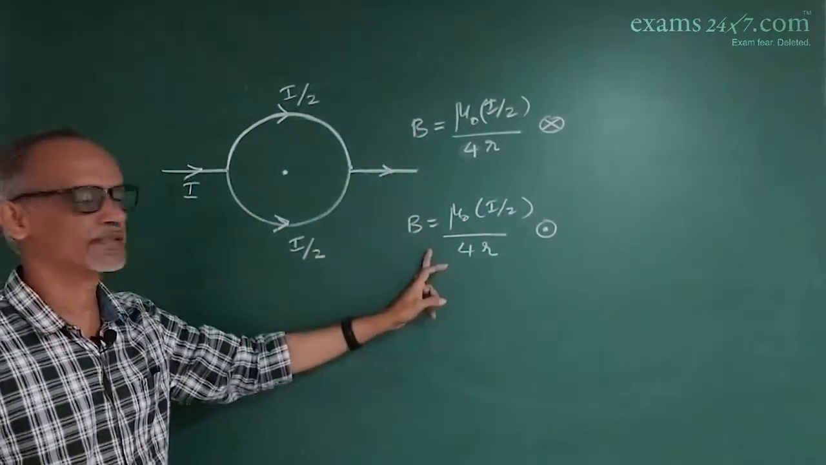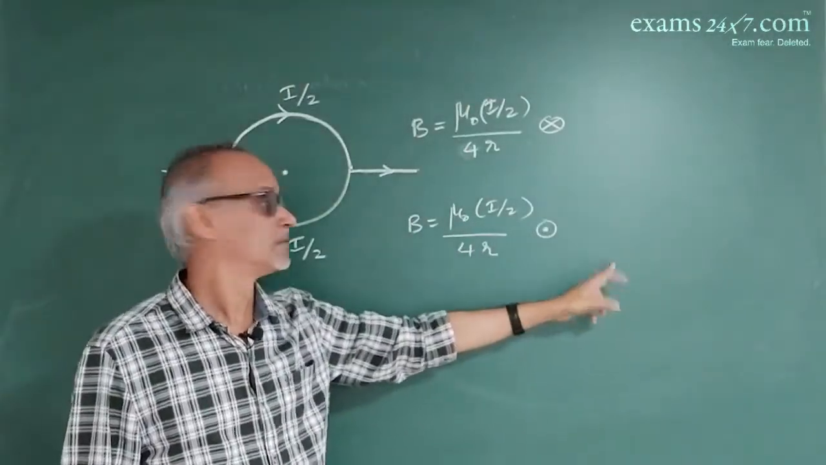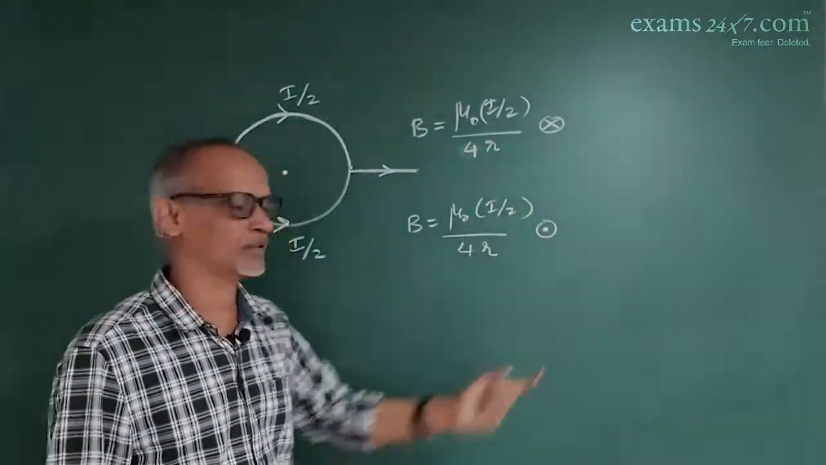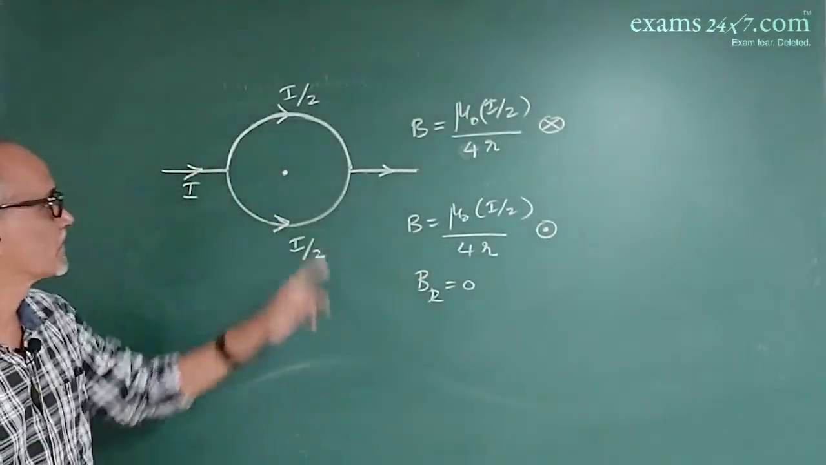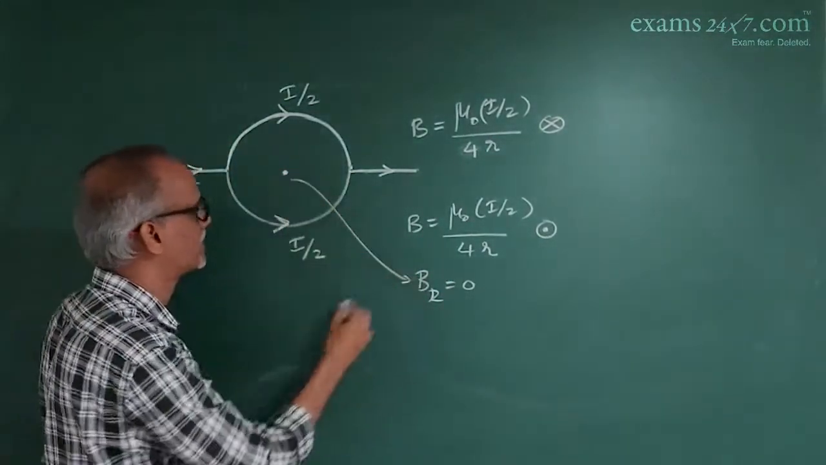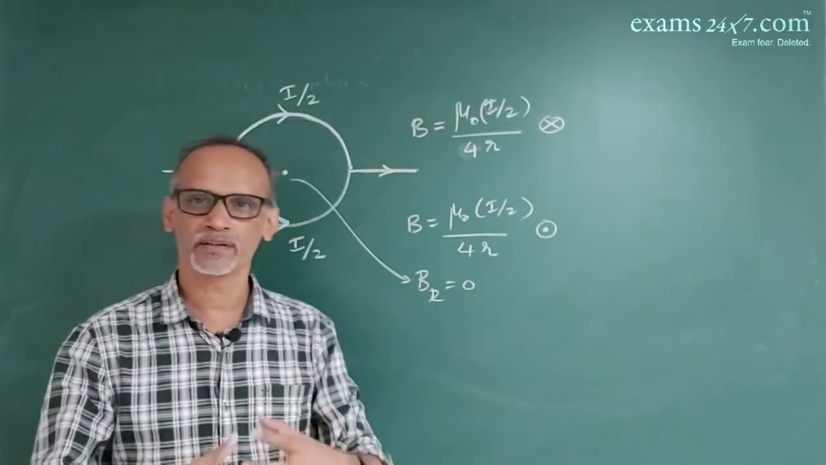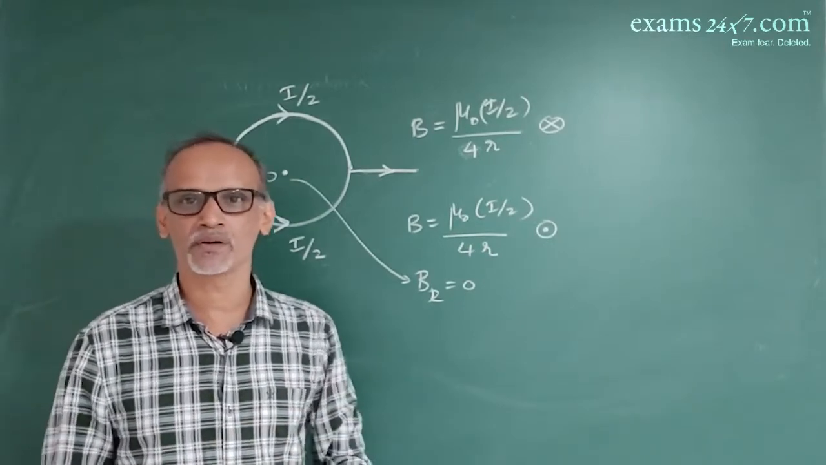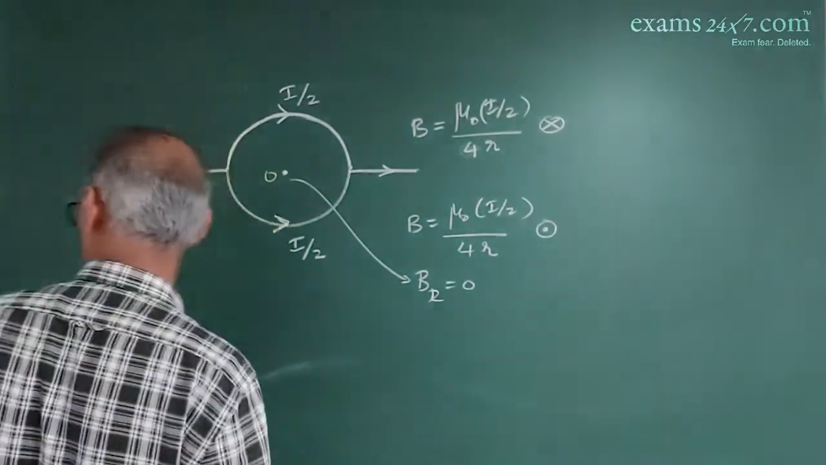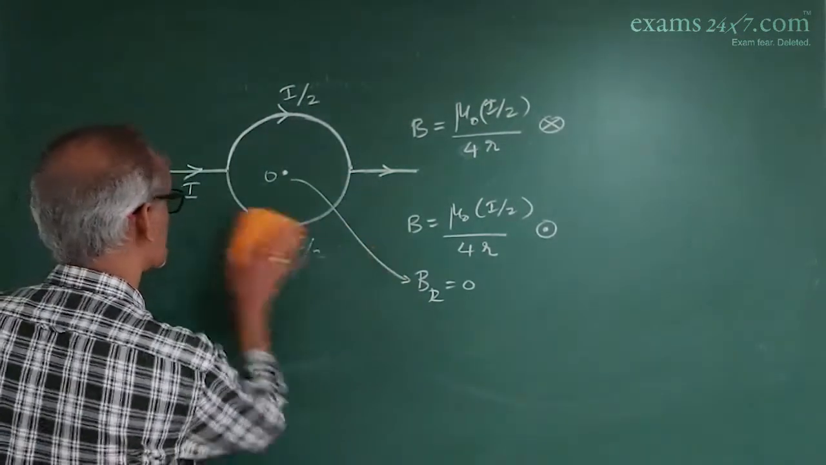Now we have two fields which are exactly in opposite direction. They are equal in magnitude, opposite in direction, therefore the resultant is 0. So therefore the resultant magnetic field at this particular point is 0. So this is how the different configurations will be given, and there are many such diagrams. Do practice, they are all important diagrams, important questions for the competitive exams.